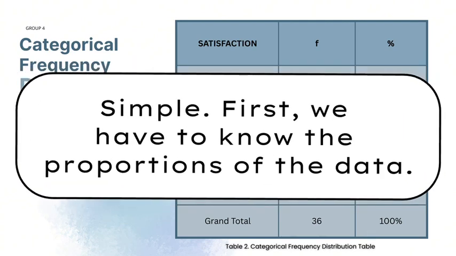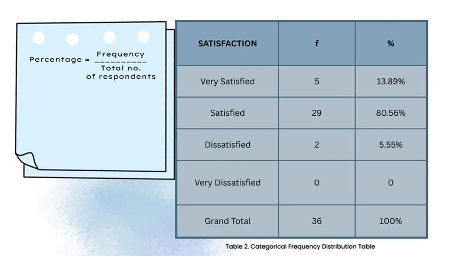Simple. First, we have to know the proportions of the data. With the formula frequency divided by the total number of respondents, it will be substituted as 5 divided by 36, with the answer being 0.13888 and so on. After that, we'll multiply it by 100 to finally get the percentage.